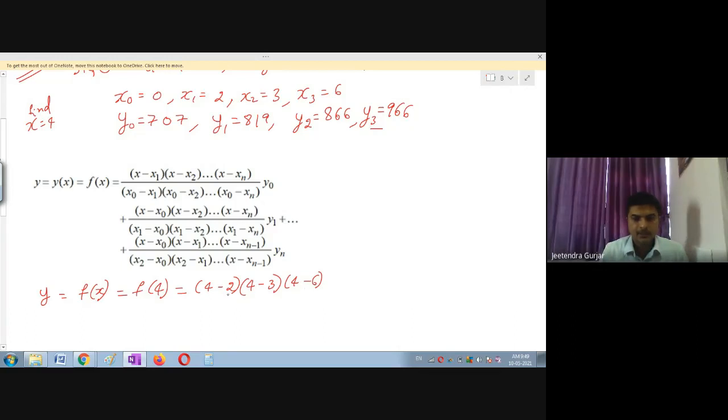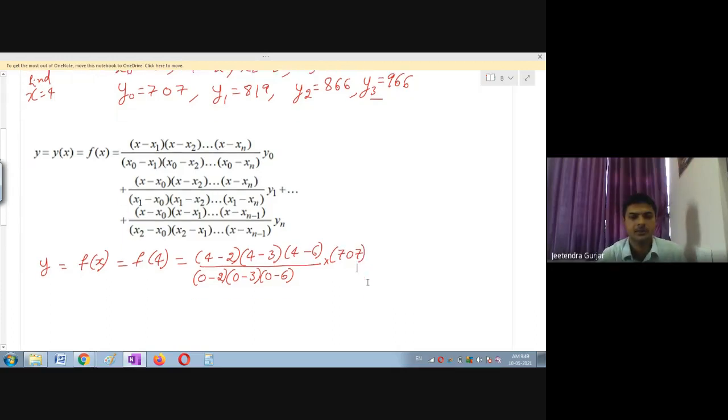Okay, then this is divided by x naught. X naught is 0. So we'll take 0 minus x1. X1 is 2. Then 0 minus x2. X2 is 3. Then again this is 0 minus x3. X3 is 6, into y naught. Where is y naught? Y naught is 707. So this is how you have to simplify the values.